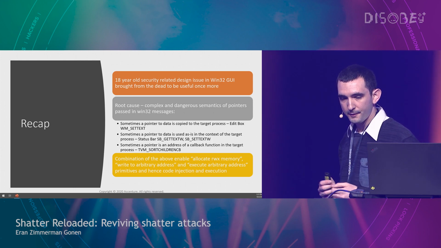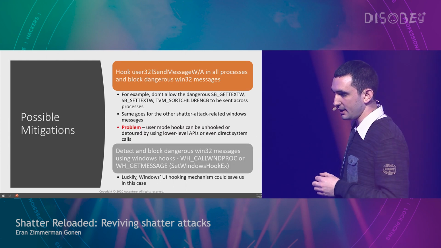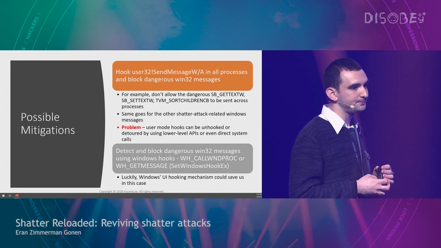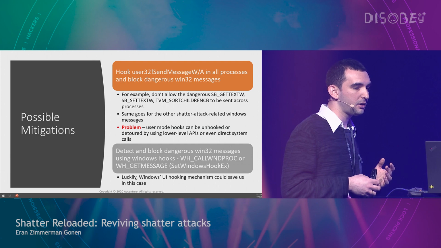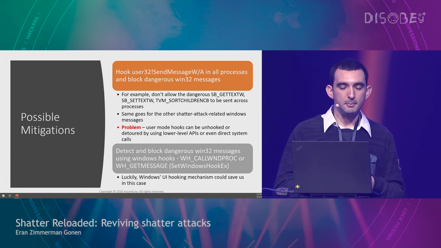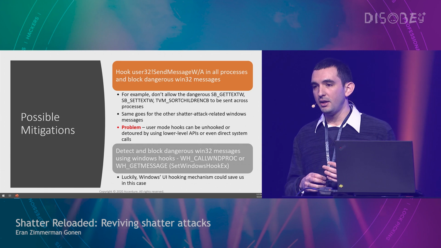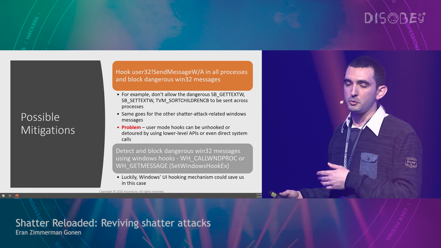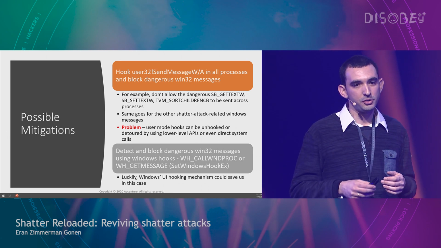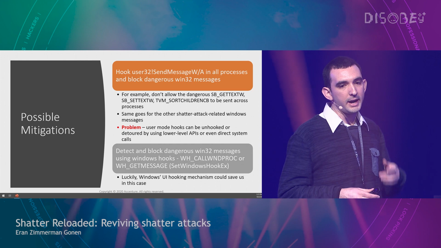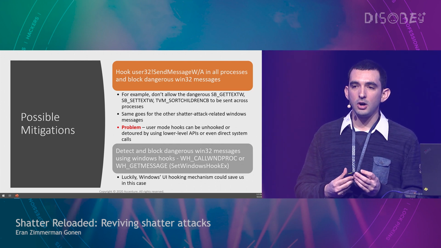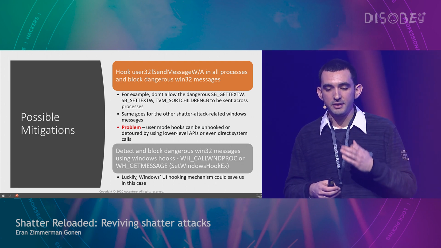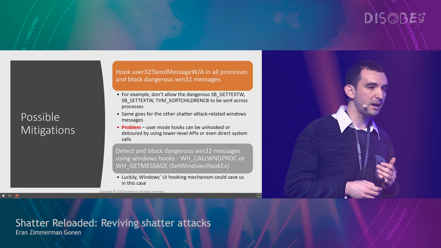So, some possible mitigation ideas. Well, one thing we could do is hook SendMessage and prevent or block all kinds of dangerous Win32 messages. For example, things like set text and get text for a status bar coming from a different process, or the TVM_SORTCHILDRENCB coming from a different process, or any of the list of messages that contain a callback. They should not be coming from a different process. So if we hook this and prevent those from happening, then that could be better.